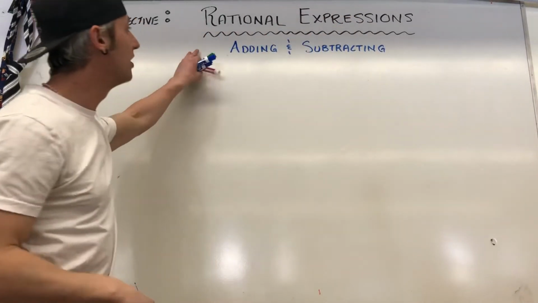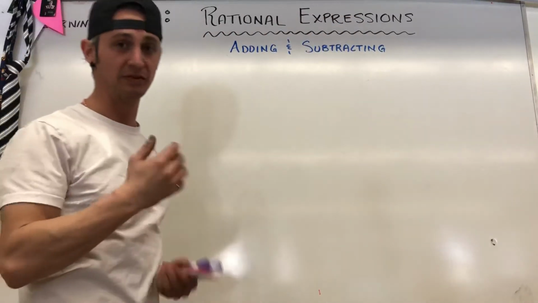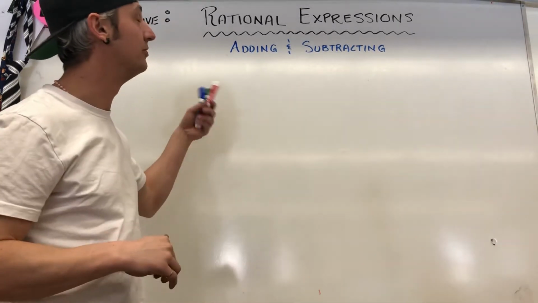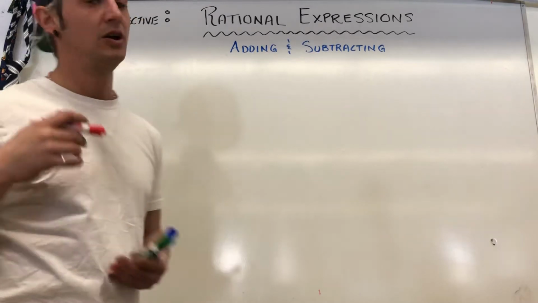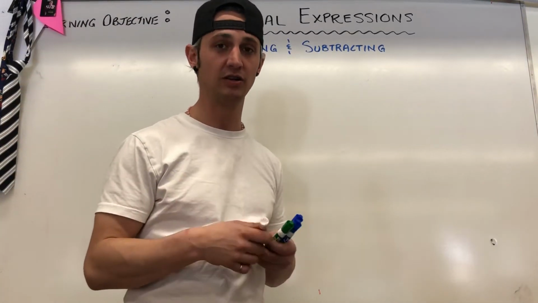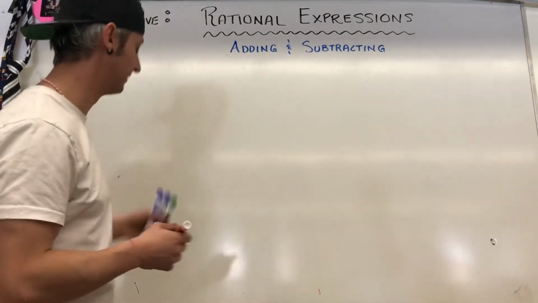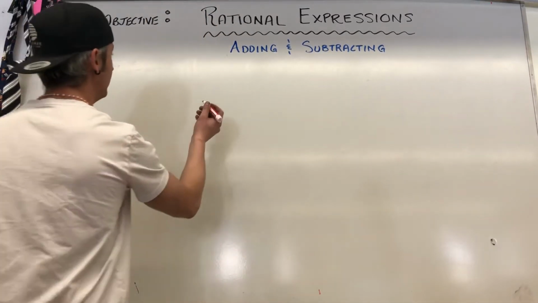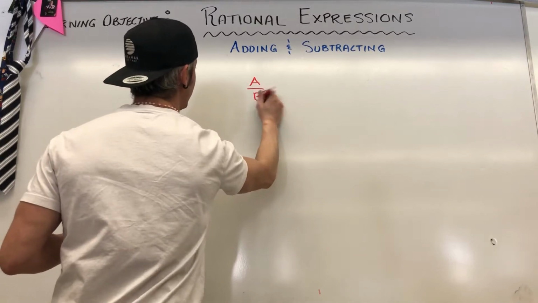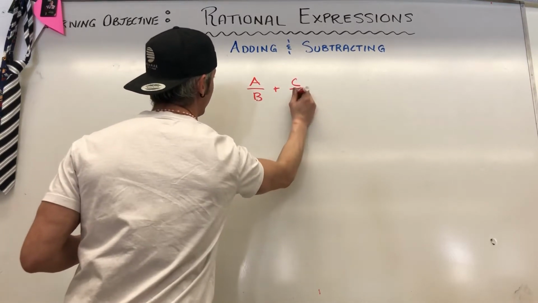So we're talking about rational expressions. We've talked about simplifying them, and it requires a lot of factoring. We talked about non-permissible values. We've done multiplication. We've done division. And now we're adding and subtracting. And adding and subtracting rational expressions is just like adding and subtracting fractions.